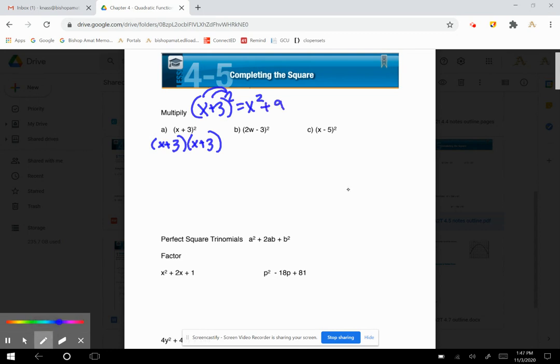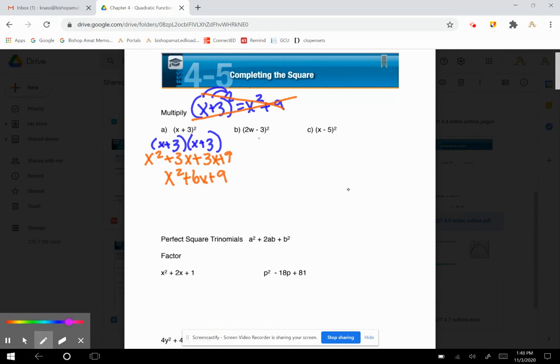Okay, again, it is not this. Here you're going to distribute the x, so it's x squared plus 3x plus 3x plus 9. Okay, then you're going to collect like terms, x squared plus 6x plus 9.